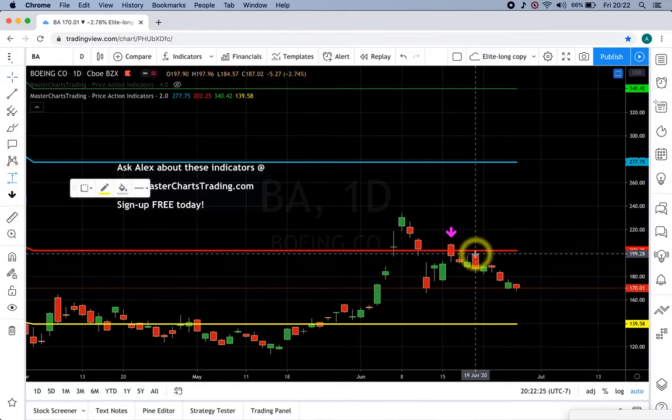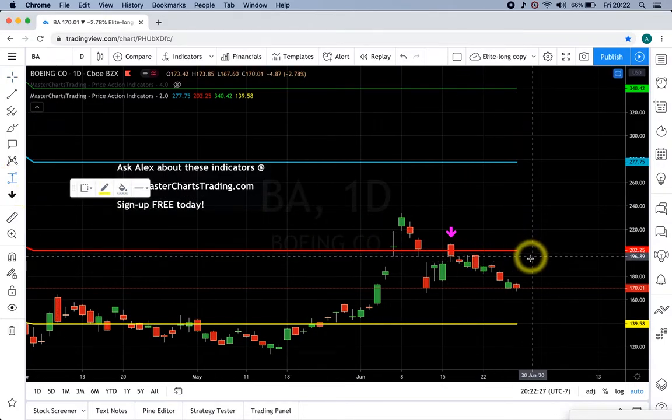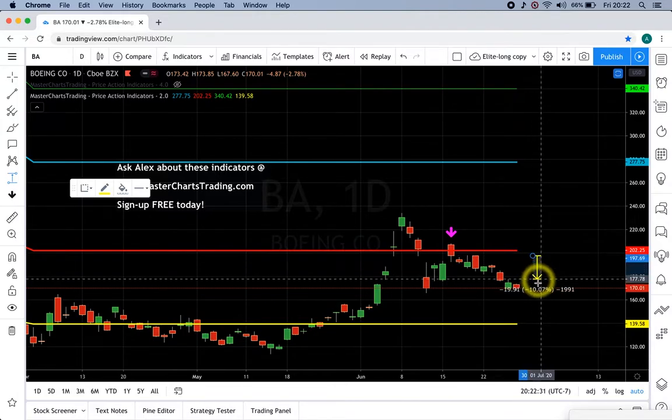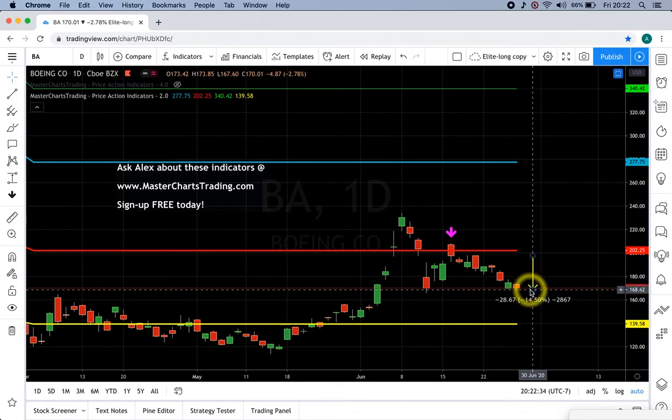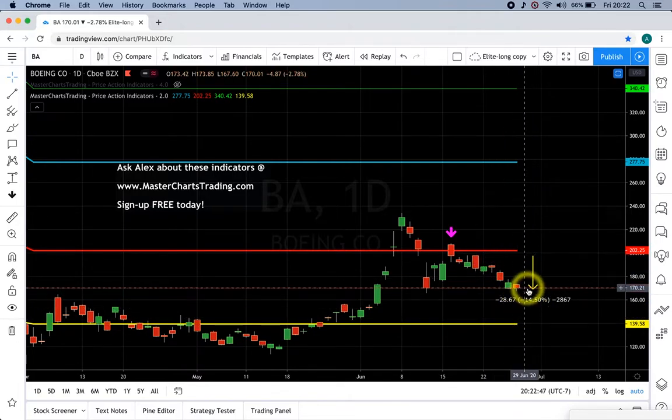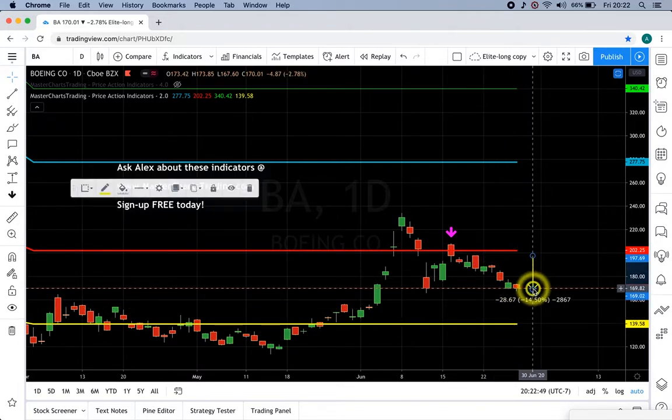You can also buy puts if you are able to trade options. That's a 14% gain in your favor on the stock. If you bought puts, that could easily have been like a 30% gain, because options move significantly more than the stock itself.